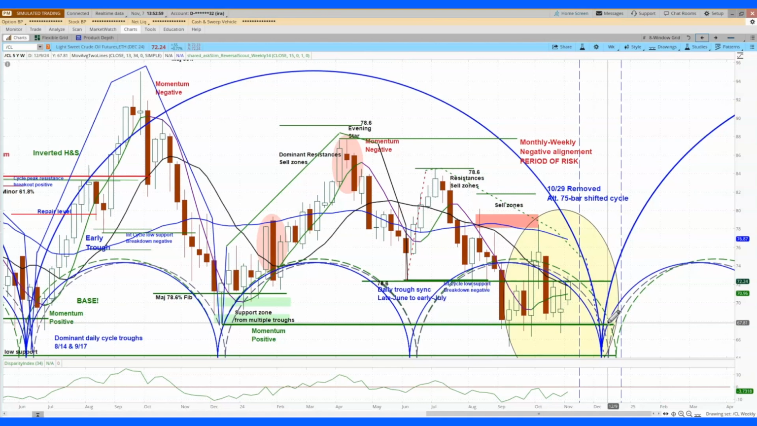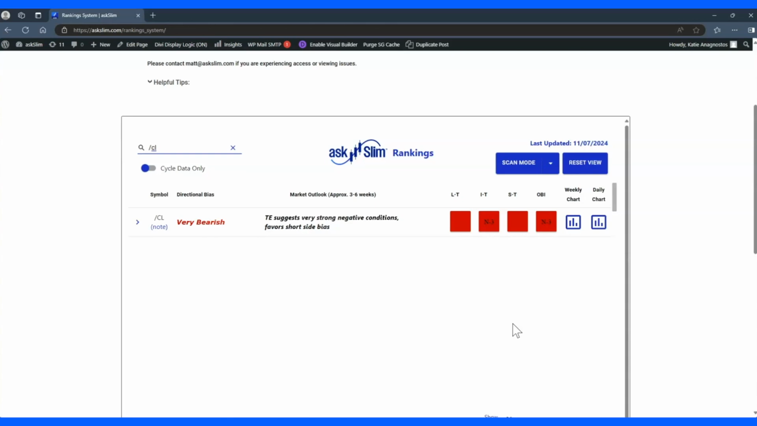You can also use some of our other tools, such as the momentum rankings. Here is the Slimulator ranking system. I've typed in /CL, and you can see that it is very bearish across the board. Technical evidence suggests very strong negative conditions, favors a short side bias.